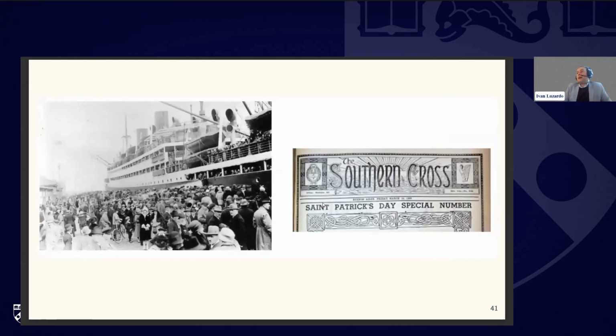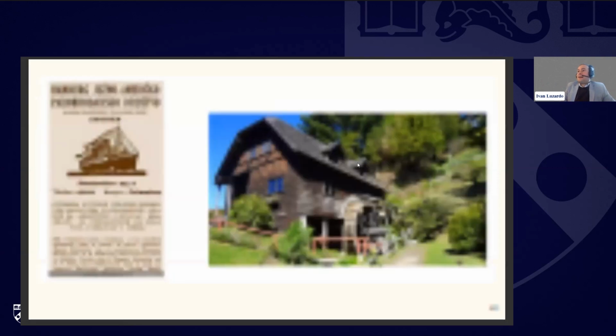I just have a couple of pictures just to illustrate how relevant migration was. So this is the Port of Buenos Aires. This is a newspaper that circulated in English in that period, particularly oriented to the Irish community, or to Irish migrants, the Southern Cross. And again, if you can have a consumer base for this publication, it is because you have a large migrant community.